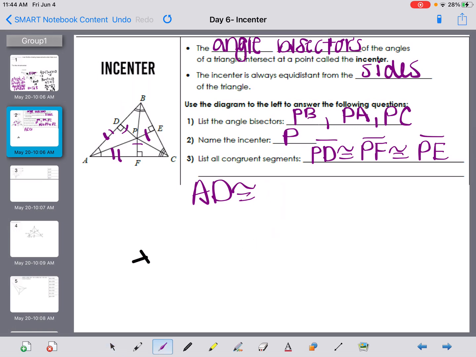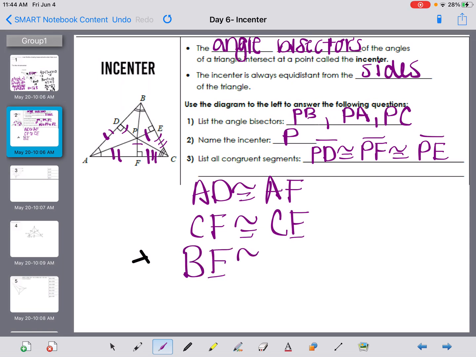Okay, to AF. I know that CF is going to be congruent to CE, and BE is going to be congruent to BD. Okay, so copy this down onto Desmos. Now we know everything that is congruent inside a triangle that has an incenter, and we're going to use this information to answer the problems.